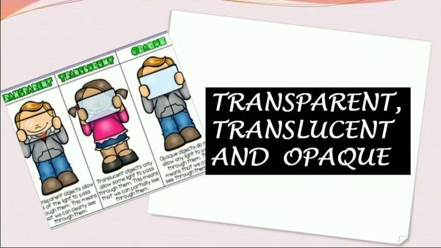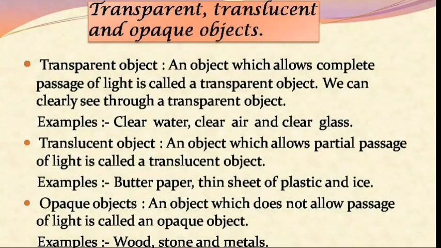Let us see what is the difference between transparent, translucent and opaque objects. Transparent objects. An object which allows complete passage of light is called a transparent object. We can clearly see through a transparent object. Examples are clear water, clear air, and clear glass.